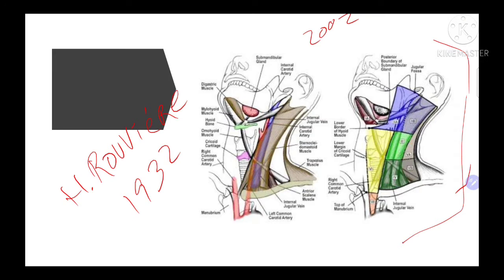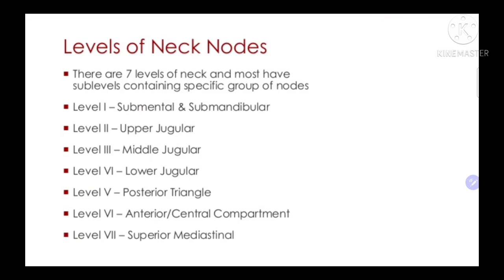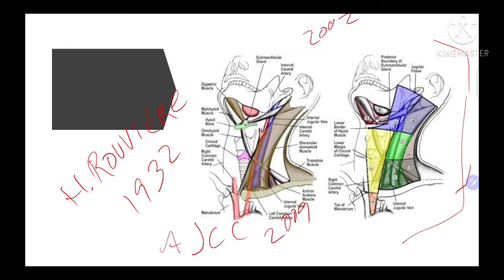But we're going to use another classification, the American Joint Committee on Cancer classification of 2009. This is the classification we're going to use for this presentation. As you can see, between the classification of 2002 and the classification of 2009, there is a very small difference.